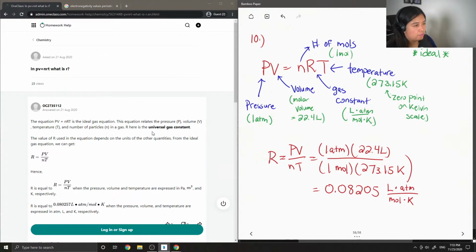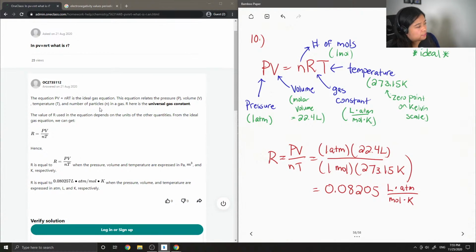Okay, let's see what the junior tutor said. The equation PV equals nRT is the ideal gas equation. This equation relates the pressure, volume, temperature, number of particles in a gas. R here is the universal gas constant. Value of R used in the equation depends on the units of the other quantities. So this is true as well. Like it can be equal to 0.08, which is what we calculated. Also, depending on what units you have, it can also be equal to 8.314.